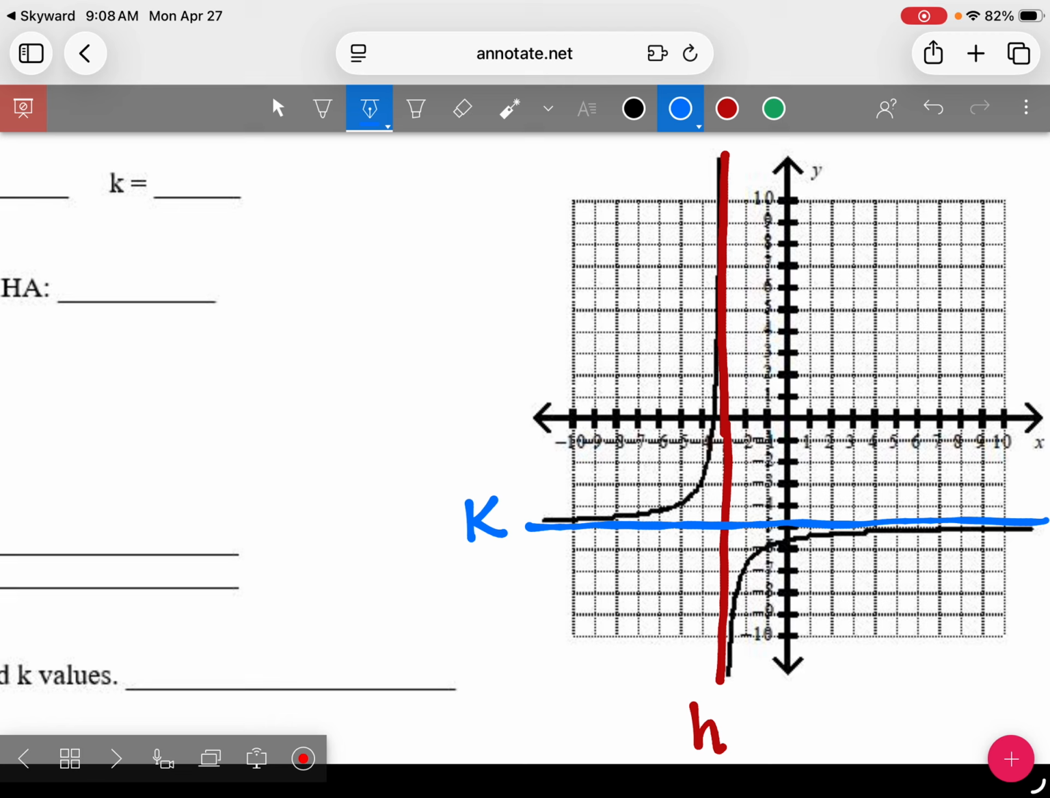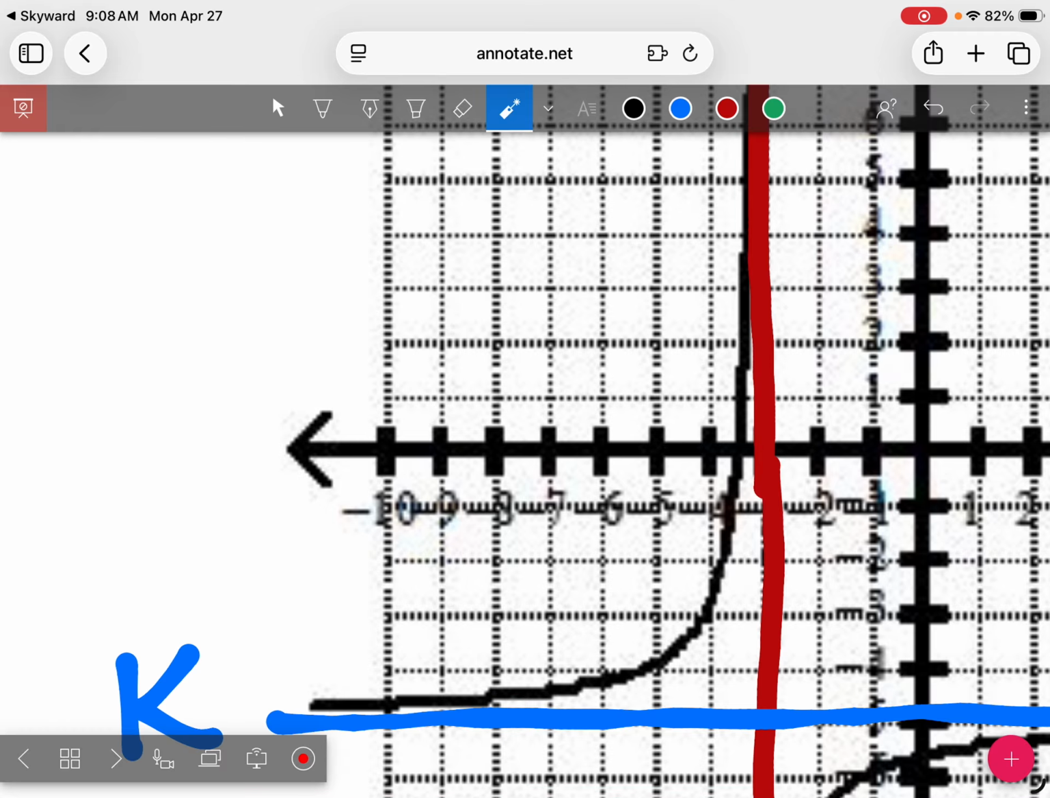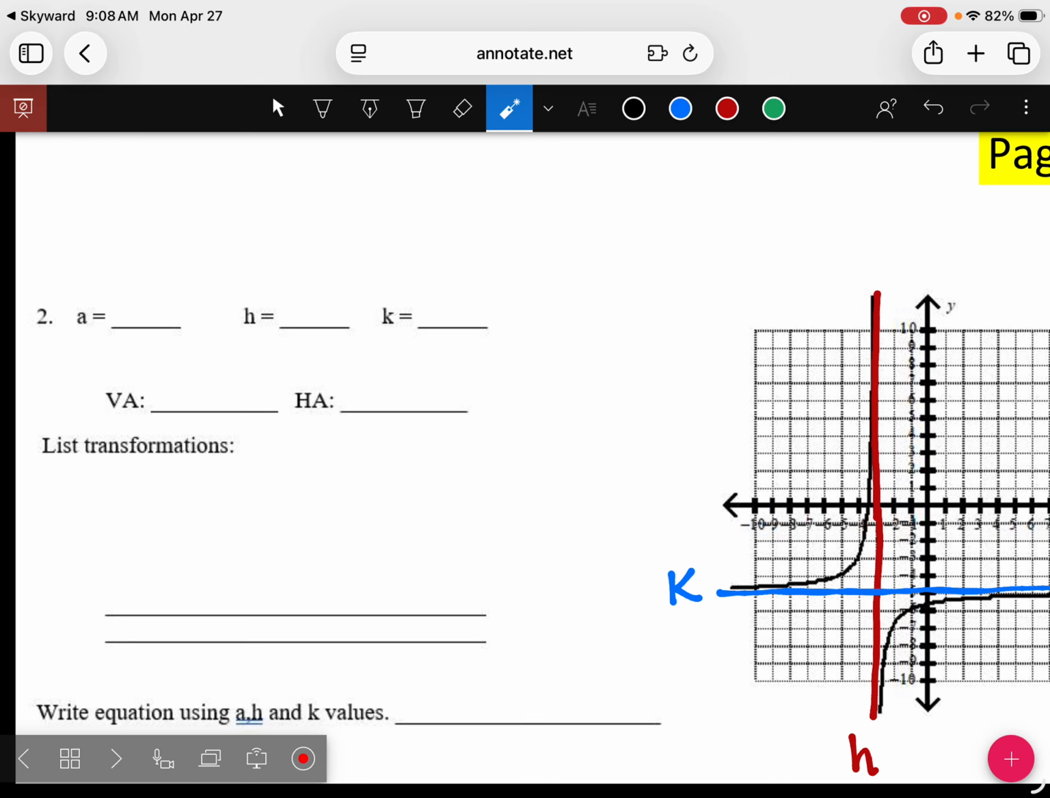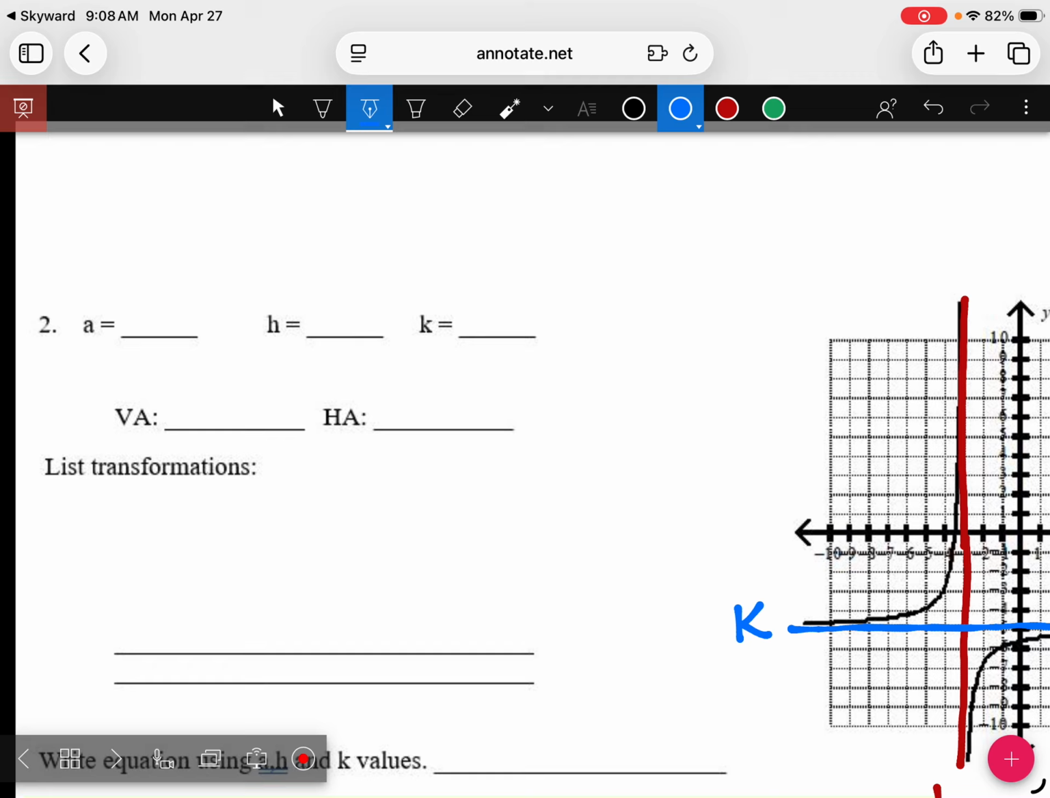Okay, so where is that red line? What point on the x-axis does it go through? What number is that? -3. So that means that H is -3. The equation for the vertical asymptote is x equals -3. It's always x equals H.